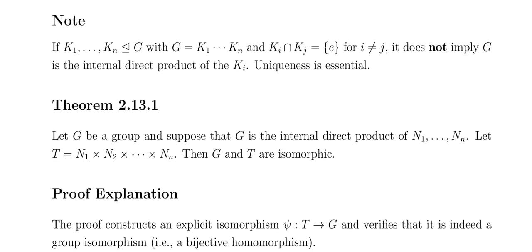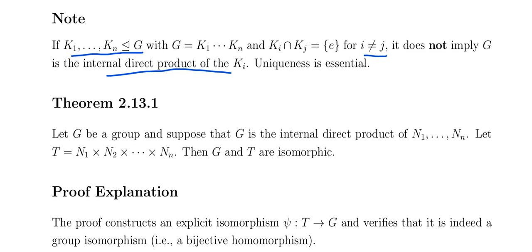So in the case where K1, K2, ..., Kn are normal subgroups of G, with G equal to the product of K1, K2, ..., Kn, and each intersection Ki intersection Kj is equal to the identity element for i not equal to j, that does not imply that G is the internal direct product of the Ki. The internal direct product must satisfy this condition.